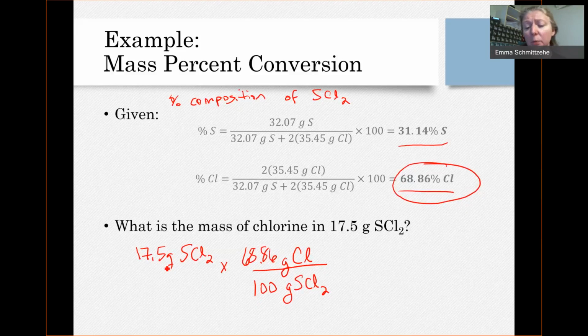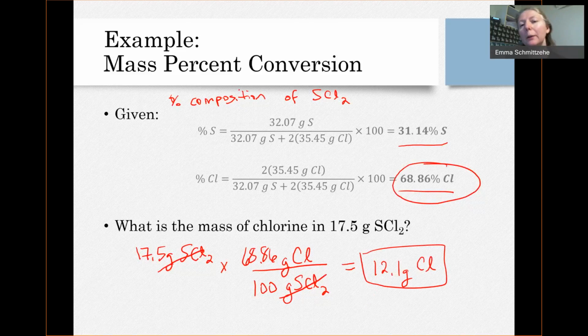So then that's going to cancel my grams of SCl2 and give me grams of chlorine, which is what I'm looking for. So 17.5 times 68.86 divided by 100, and that gives me 12.1 grams of chlorine. Okay, so that means there's 12.1 grams of chlorine in a 17.5 gram sample of sulfur dichloride. Okay, and so you can quickly just pull apart that information about a compound into the individual elements if you know the percent composition of the compound.